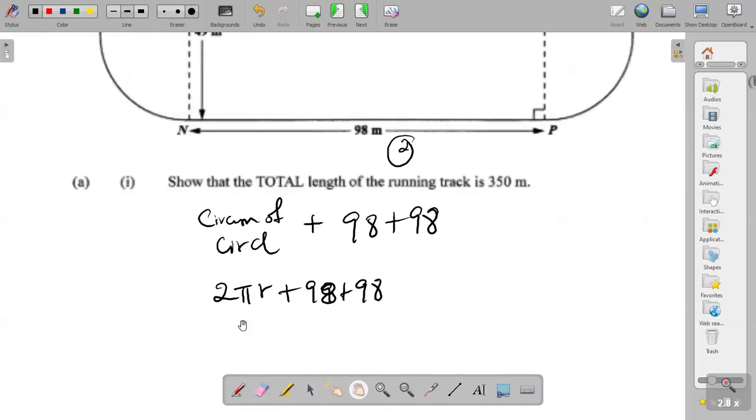So that means we have to use 2 times 22 over 7 times 24.5. Once you find that, you add it to 98 plus 98 and you're good to go. If you got it, say got it.